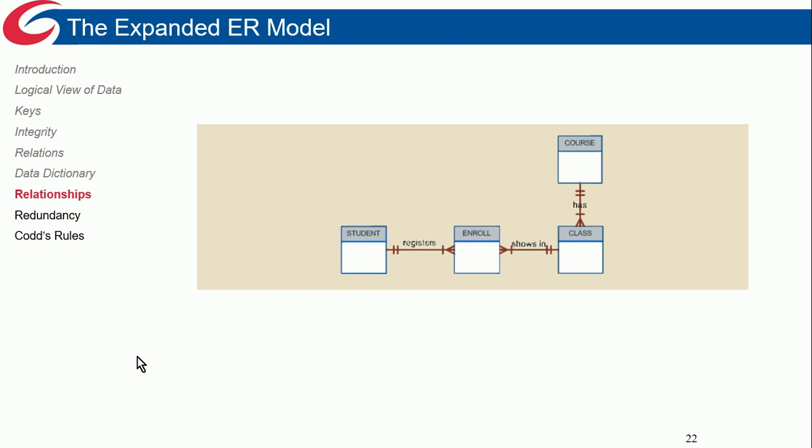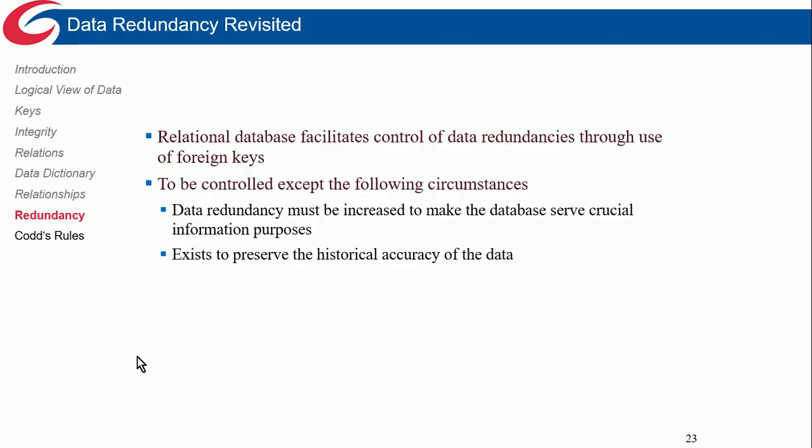So here you can see that database diagram all put together, where the course has one or many classes, and a class can have one and only one course. A course can have one or many enrollments, an enrollment has one and only one class, and so forth and so on. So hopefully you're getting a sense of how to read these, and thus how to draw them. We'll talk about that in a little bit more detail next week. As far as redundancy goes, a relational database facilitates control of data redundancies through the use of foreign keys. I talked about that already.